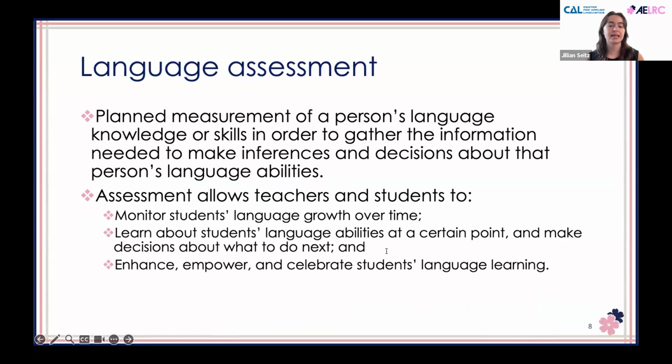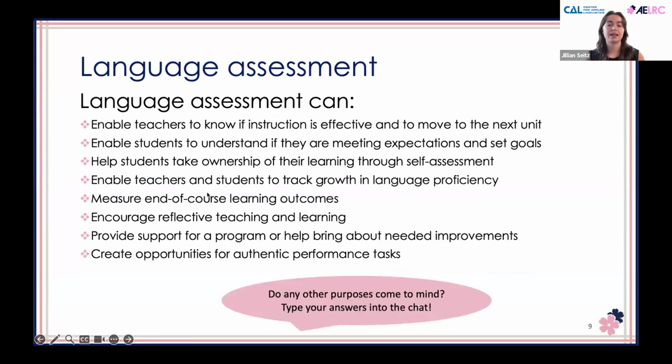Assessment can allow teachers and students to monitor students' language growth over time, learn about students' language abilities at a certain point, and make decisions about what to do next. And it can also enhance, empower, and celebrate students' language learning. Language assessment is a very, very powerful tool in the language classroom. It can let teachers know if instruction has been effective and give them the confidence to move on to the next unit. It also allows students to understand if they are meeting the expectations and goals set for them by their teachers and programs.